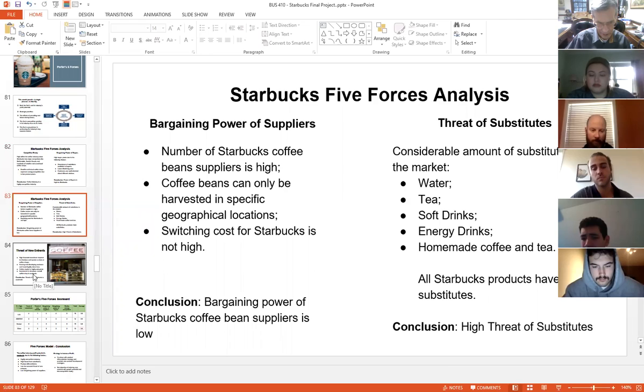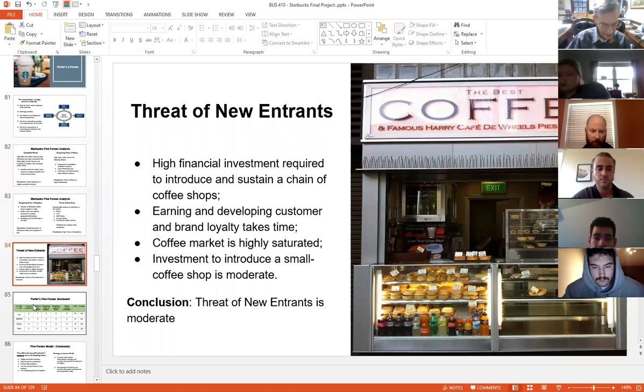For the threat of substitutes, we have water, tea, soft drinks, and energy drinks. So there's a high threat of substitutes for Starbucks coffee drinks. Then we have the threat of new entrants: high financial investment is required to introduce and sustain a chain of coffee shops. The coffee market is highly saturated, meaning that there are a lot of coffee shops. So the threat of new entrants is moderate for this industry.